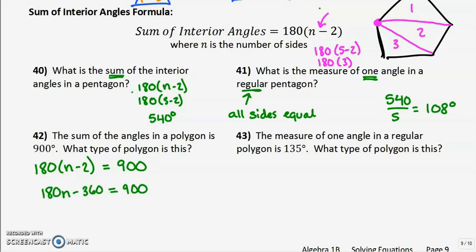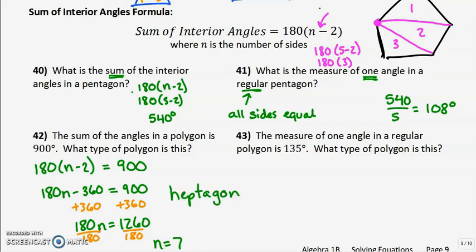And when we distribute the 180, we get 180n minus 360 equals 900. We're going to solve this by adding 360 to both sides to give us 180n equals 1,260. And then when we divide by 180 on each side, we get n equals 7. But here's our problem. It says what type of polygon is this, not how many sides. So the way that we classify something is by how many sides. A 7-sided polygon is called a heptagon.